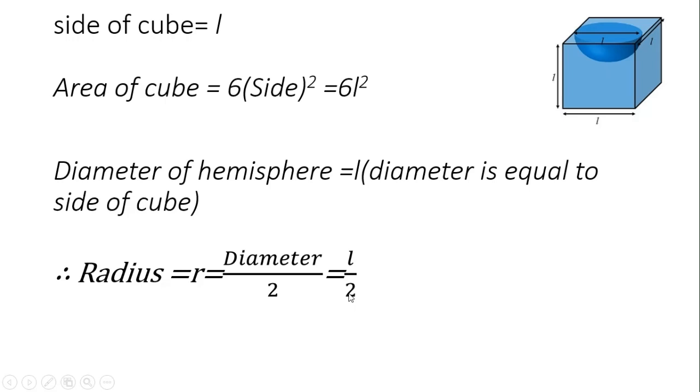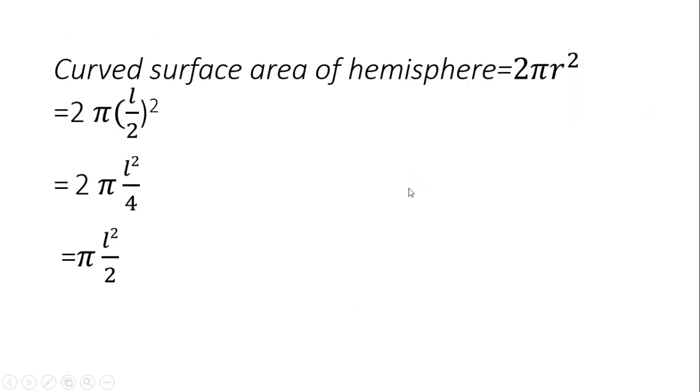Right. Now, the curved surface area of the hemisphere is 2 pi r square. So 2 pi into r square. We have taken r as L by 2 because the diameter of the hemisphere is the side of the cube. So here the radius becomes side by 2.